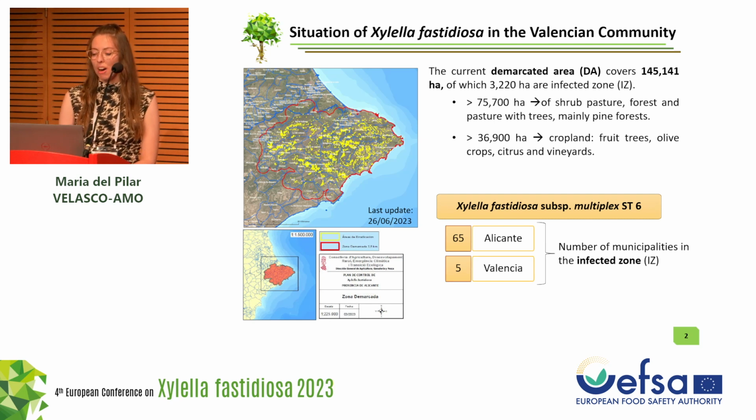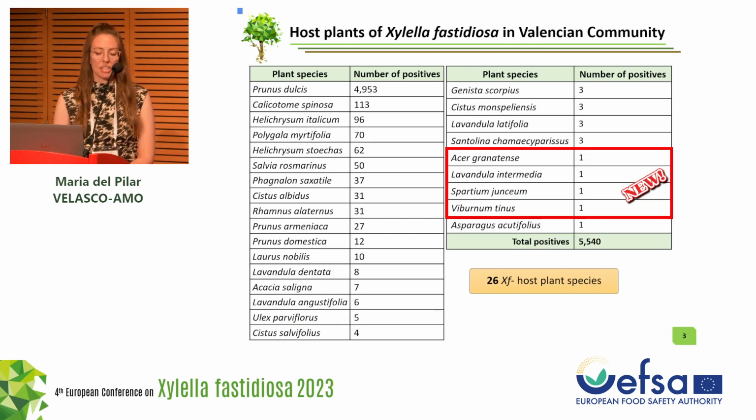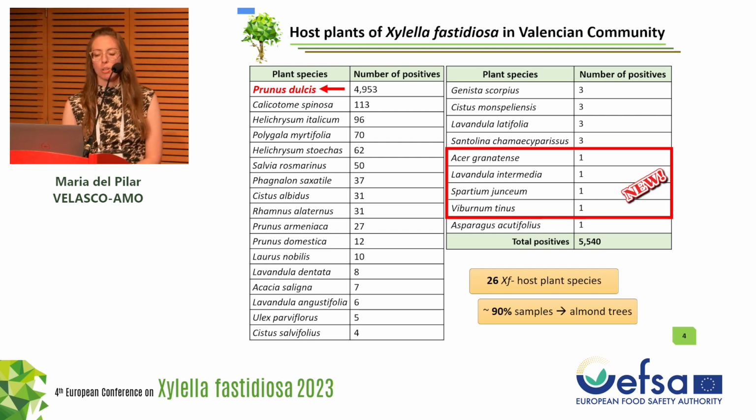of which more than 3,000 hectares are the infected zone. So, so far, only Xylella fastidiosa subspecies multiplex ST6 was found, and this sequence type 6 is completely genetically different from the ST1 from France. And the number of municipalities in the affected zone is 70. So 26 host plants have been found infected by Xylella fastidiosa, and more than 90% of the samples analyzed correspond to Prunus dulcis.